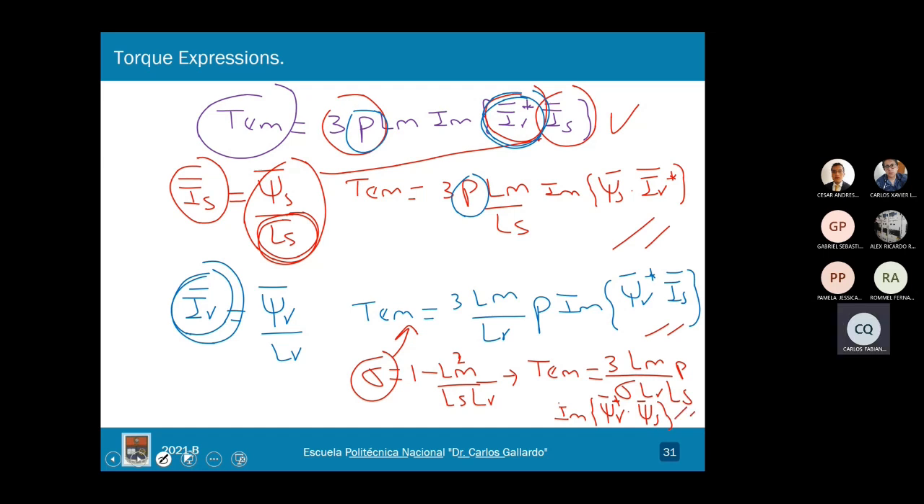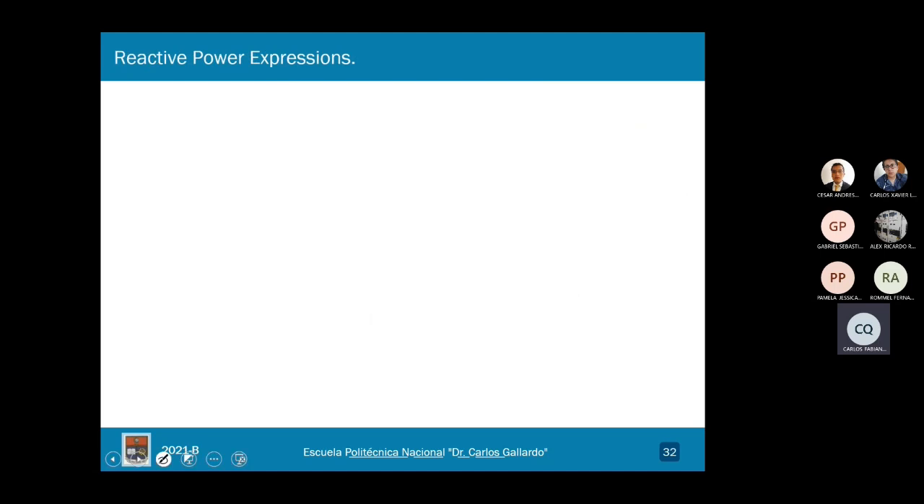What is missing is to compute the reactive power expression. So let's continue with the reactive power expression. Do you remember from the previous class, I will use a similar way to the active power expression. From the previous class, we computed the stator active power, which is equal to 3 times the real part of the stator voltage phasor times the conjugate of the stator current phasor.